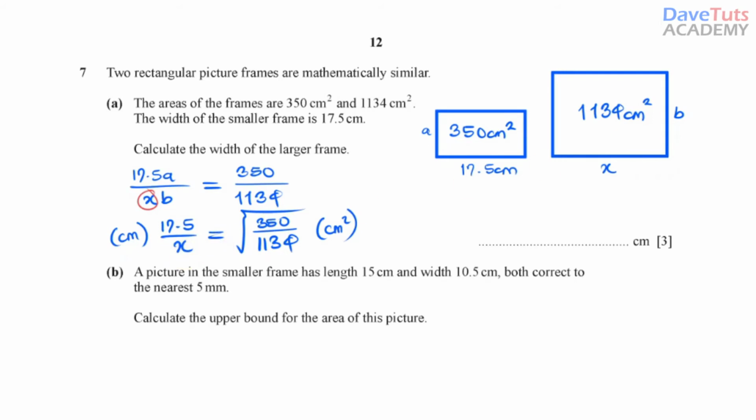So here, if we just want to cross multiply and solve the question, we can have the value of x to be 17.5 multiplied by the square root of 1134 over 350. So this is what we need to put as our final answer.